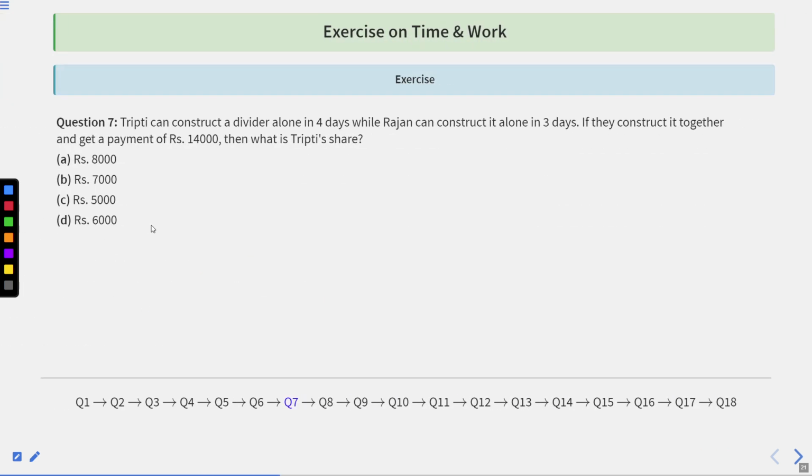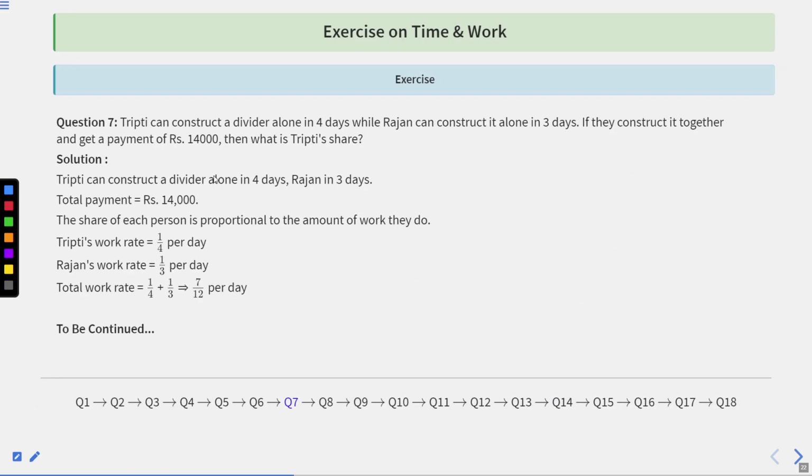Question number 7. Tripti can construct a divider alone in 4 days, while Rajan can construct it alone in 3 days. If they construct it together and get a payment of 14,000, then what is Tripti's share?